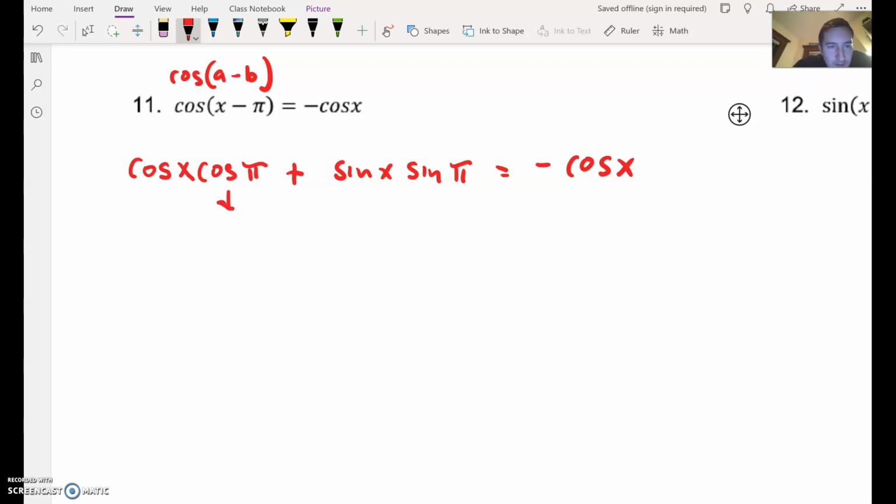What is cosine of pi? That's cosine of 180 degrees. Told you the unit circle was coming back. The cosine of 180 degrees is negative 1. And there's your negative cosine. But what about this? Okay, what about it? What's the sine of 180 degrees? What's the sine of pi?